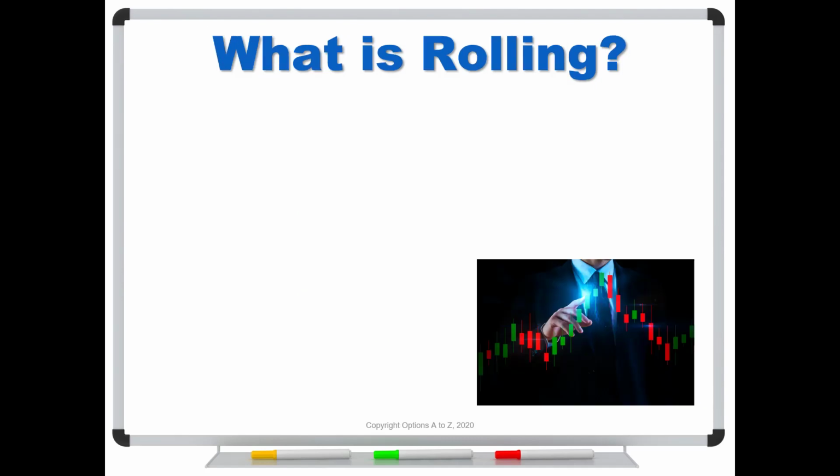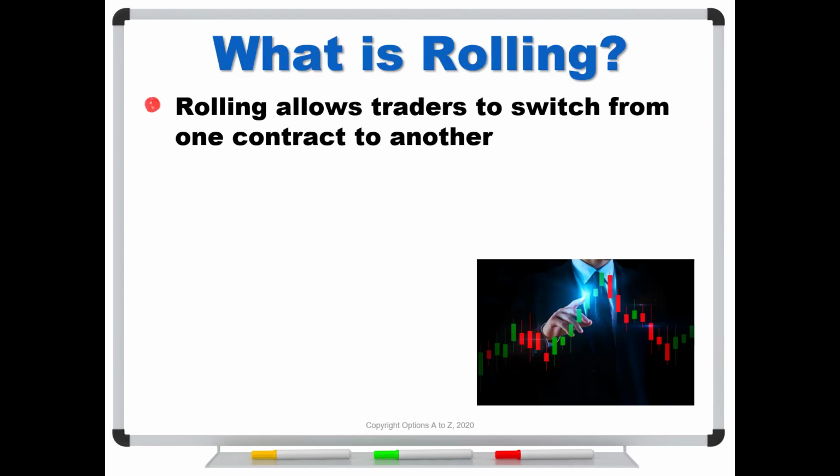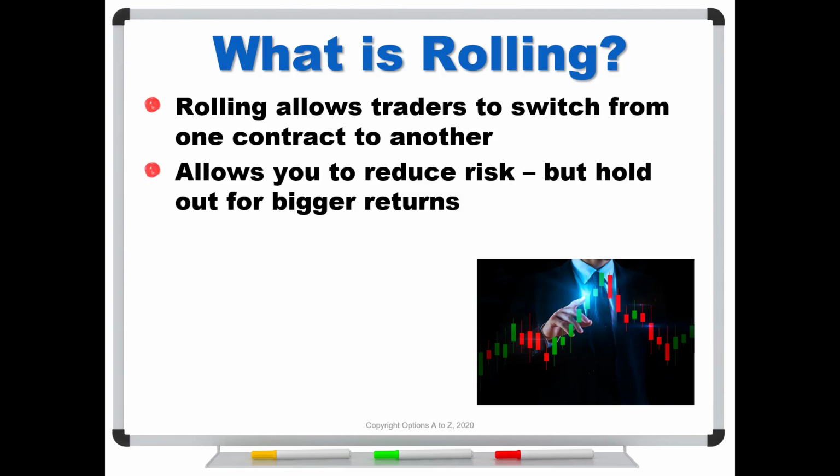So first of all, what is rolling? Well, rolling allows traders to switch from one contract to another. That's probably the simplest definition. And what we're trying to do here for this video is to roll up with our calls or to roll down with the puts. And the reason we're going to do that is that it allows you to reduce your risk, the amount that you have paid for these options, but still hold out for bigger returns.